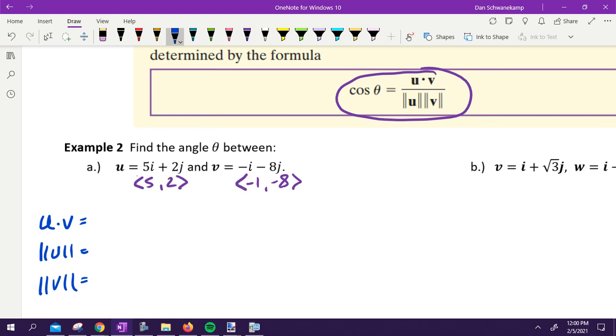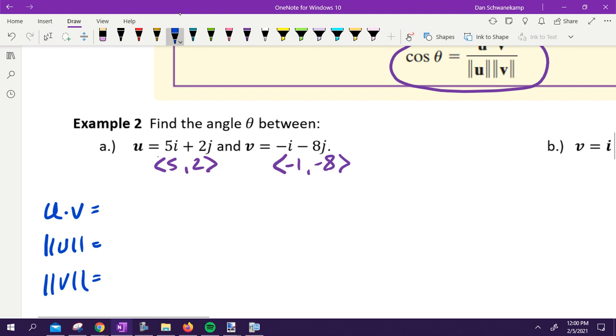Allison, what did you do? I took 5 times negative 1. Good, so she's taking these two numbers, multiplying them together. And then plus 2 times negative 8. So she's got negative 5 plus negative 16. Her scalar product is going to be negative 21. Everybody go with me on the first one. Cool. Grace, how did you find the magnitude of u?